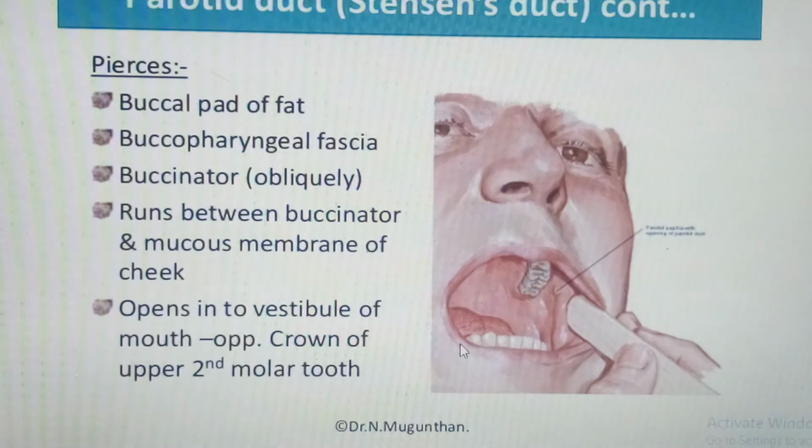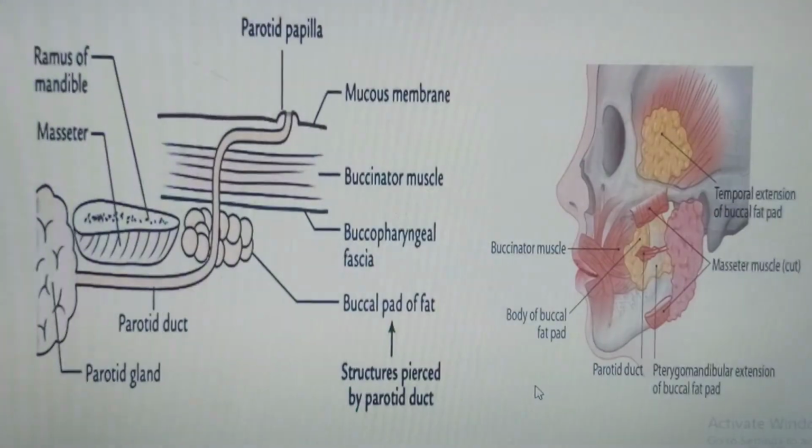But by piercing through, going into the buccinator muscle, it also goes through some other structures. So that's the opening of the Stenson's duct, the duct of the parotid gland. It will go through, from superficial to deep, the buccal fat pad, the buccopharyngeal fascia, the buccinator muscle, and then through the mucous membrane, and then open at the crown of the second upper molar tooth. So these are the structures.